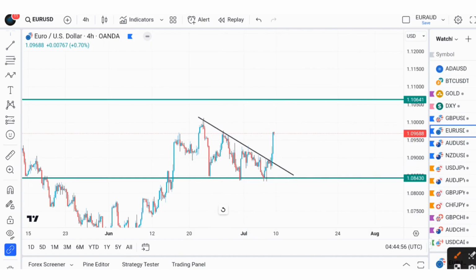So we're looking at a small move to the upside in the euro, but before then we can have what we call a retracement at the beginning of the week, and then probably a breakout to 1.10641.